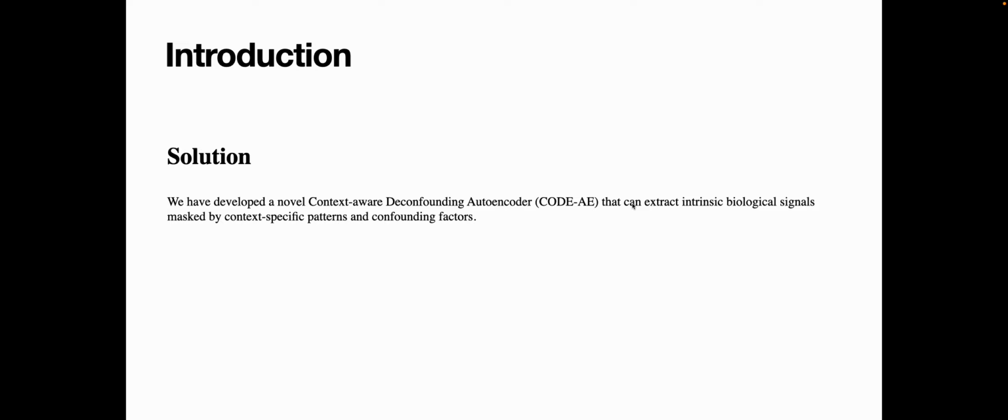So our solution is we have developed a novel context-aware deconfounding autoencoder that can extract intrinsic biological signals masked by context-specific patterns and confounding factors.